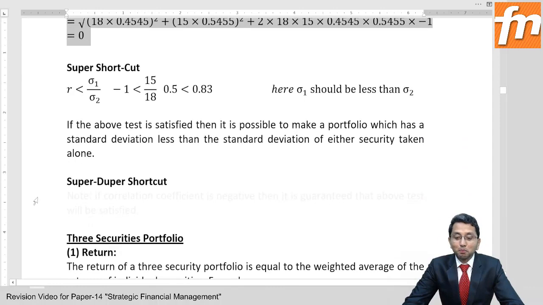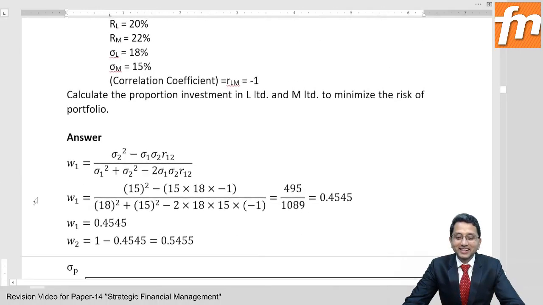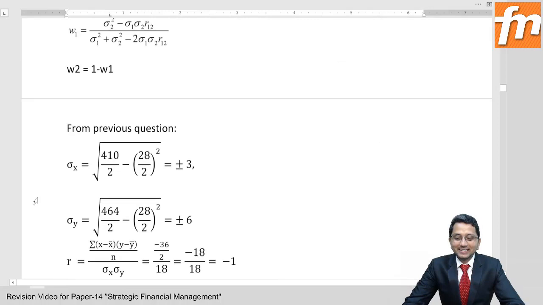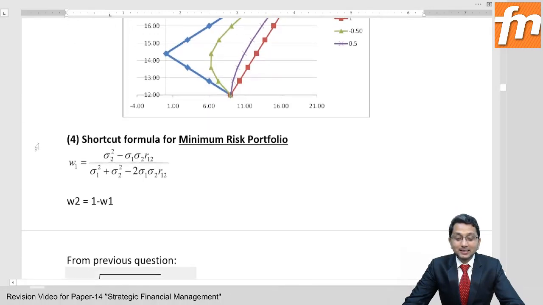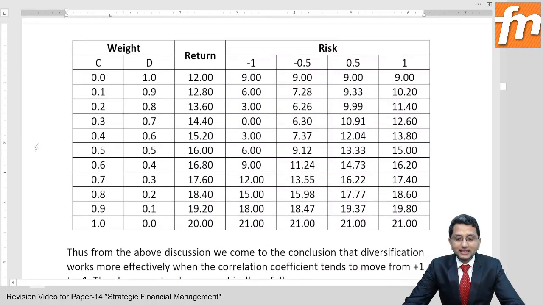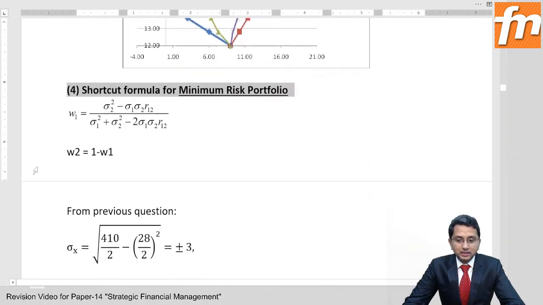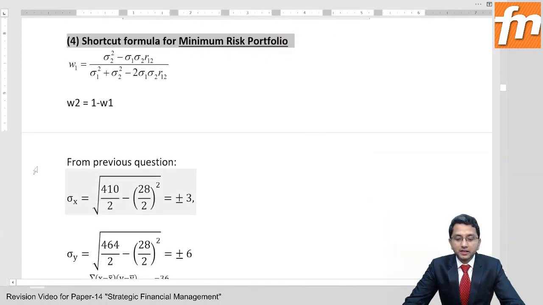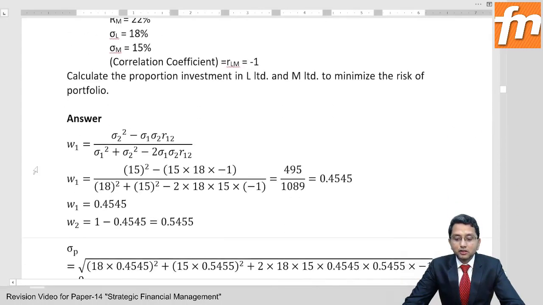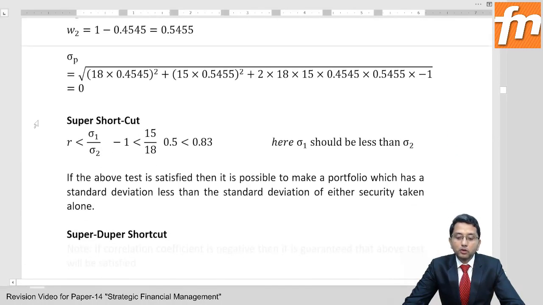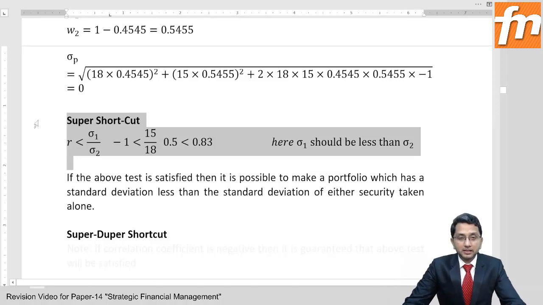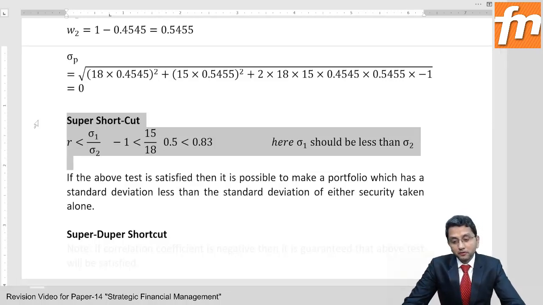And now there is a super duper shortcut. First we studied the shortcut. If this is the shortcut, what was the proper method? The proper method is to make thousands of combinations and choose the best combination. The formula is the shortcut to identify the weight directly. And this is the super shortcut, where you don't use any formula and simply apply the test, so at least you know in advance whether you should try to make the portfolios or not.